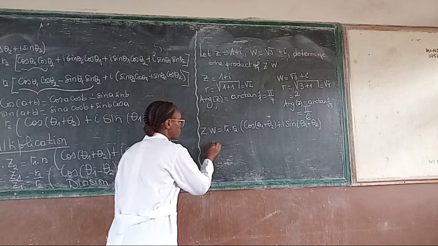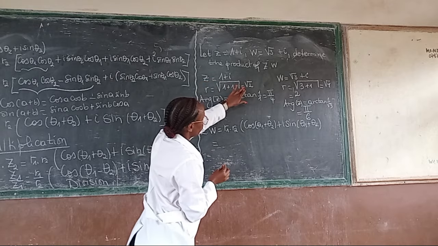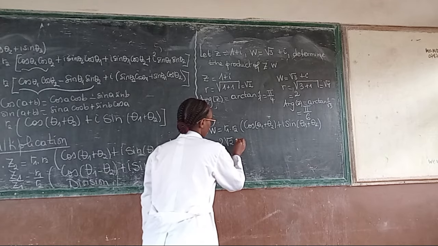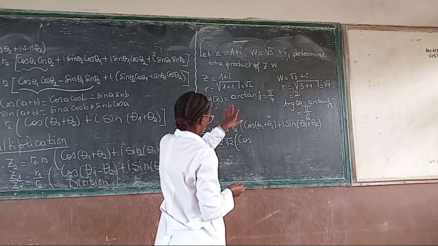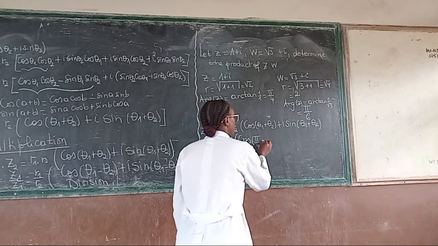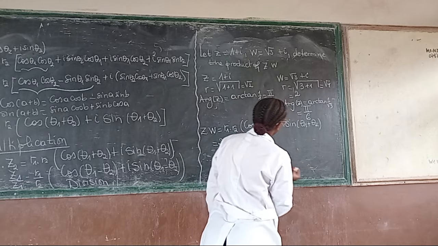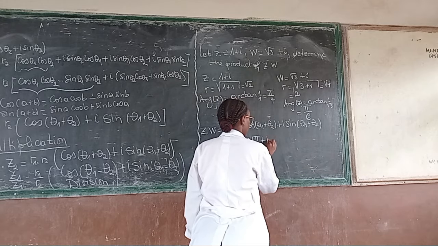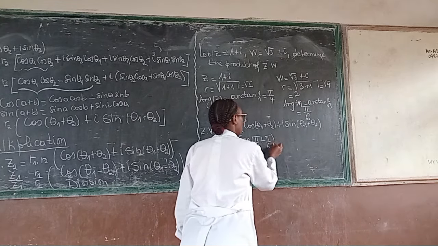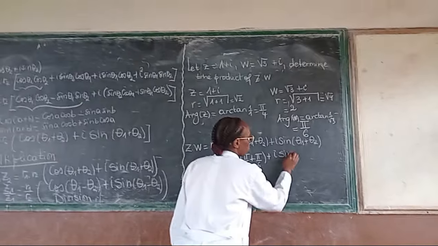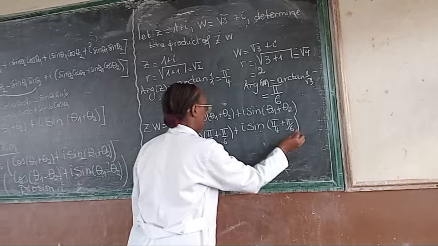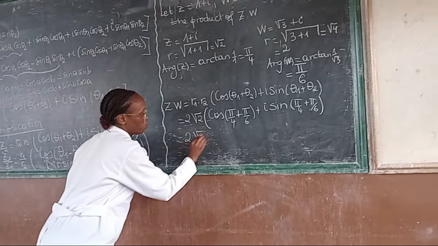So what will we have here? Modulus 1 is the square root of 2, modulus 2 is 2. We have 2 square root of 2 times cosine of theta 1, which is pi over 4, plus the argument of w, which is pi over 6. Then plus i sine of pi over 4 plus pi over 6. We have 2 square root of 2.